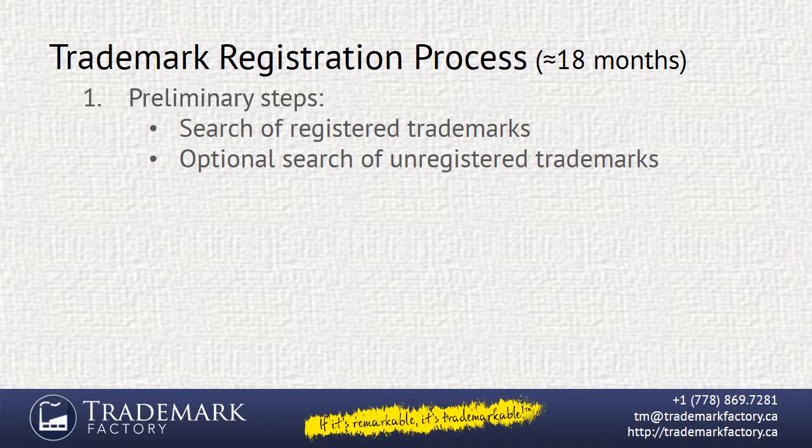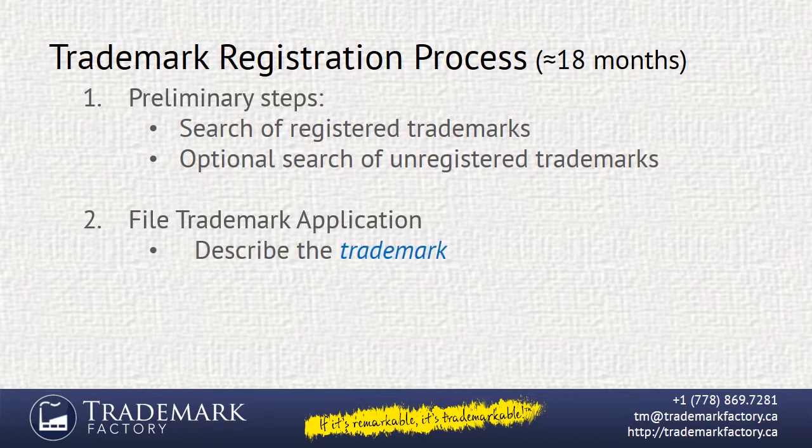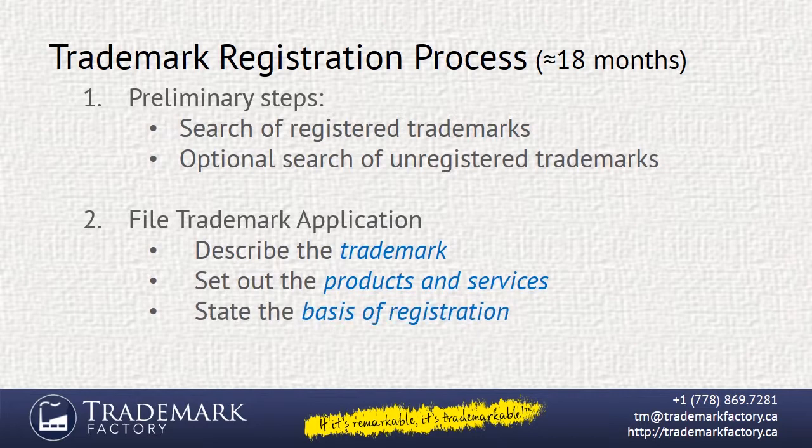After you've confirmed to yourself that you have something trademarkable, you file the trademark application. In this application, you need to describe the trademark, set out the products and services in association with which you're asking the trademark to be registered. You also need to state the basis of registration. The two most common bases of registration are use in Canada and proposed use.